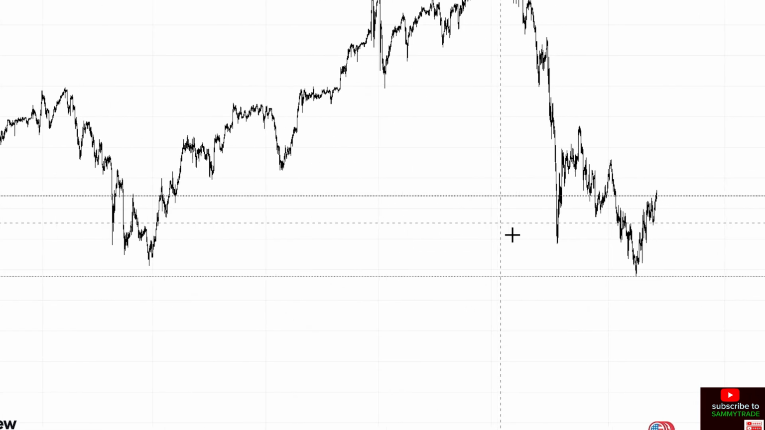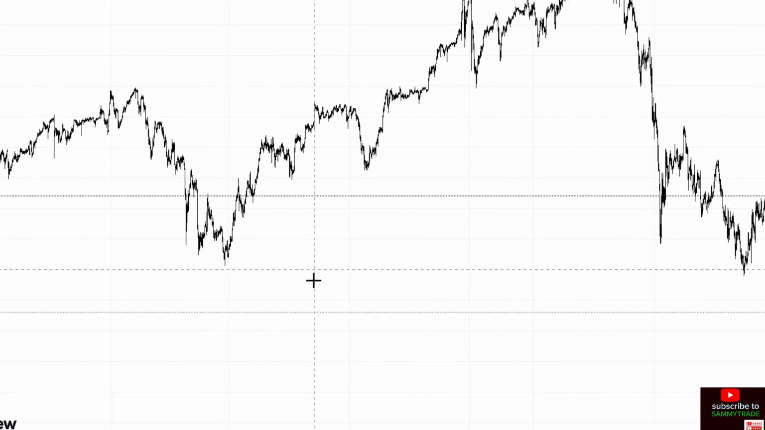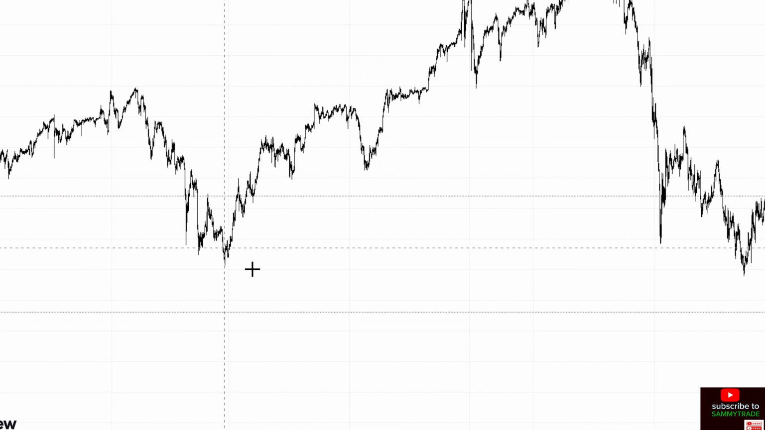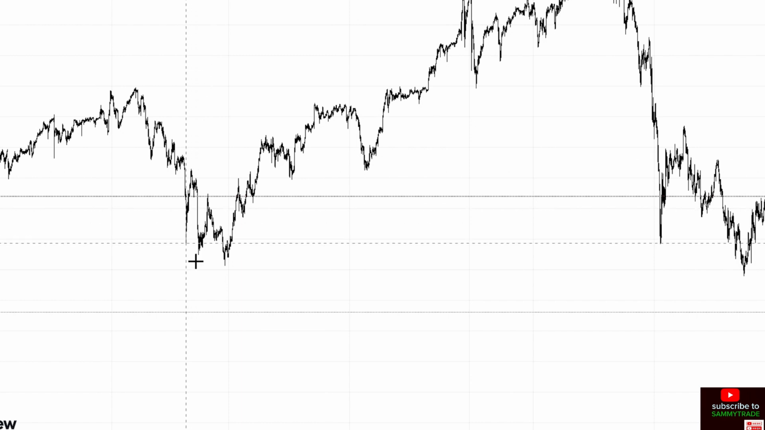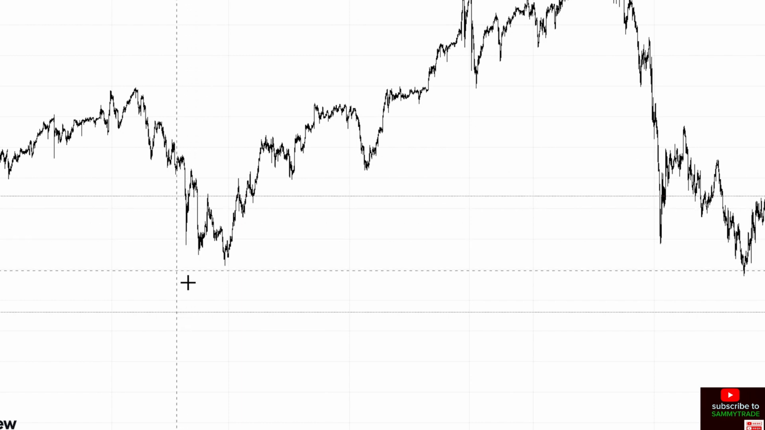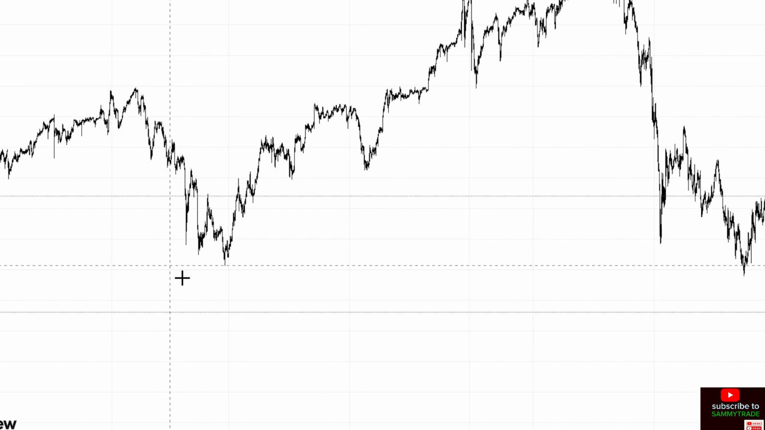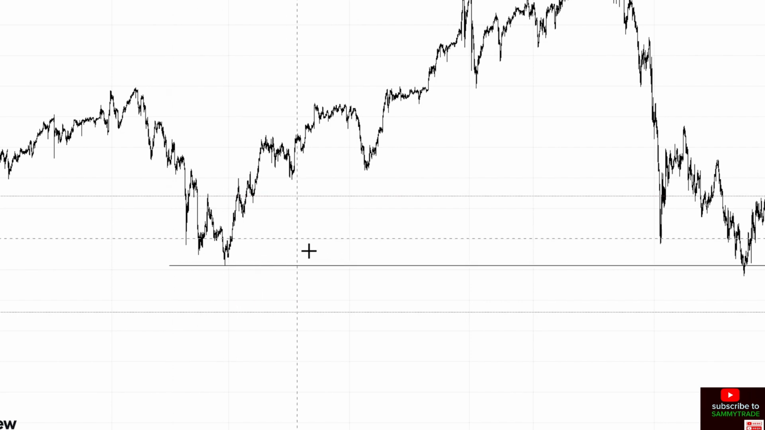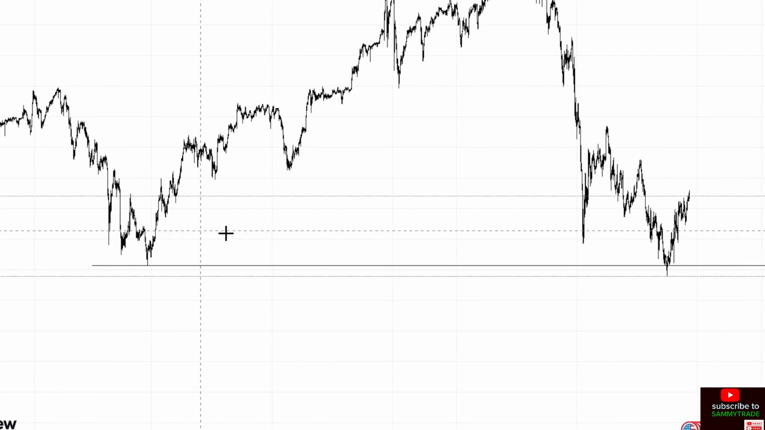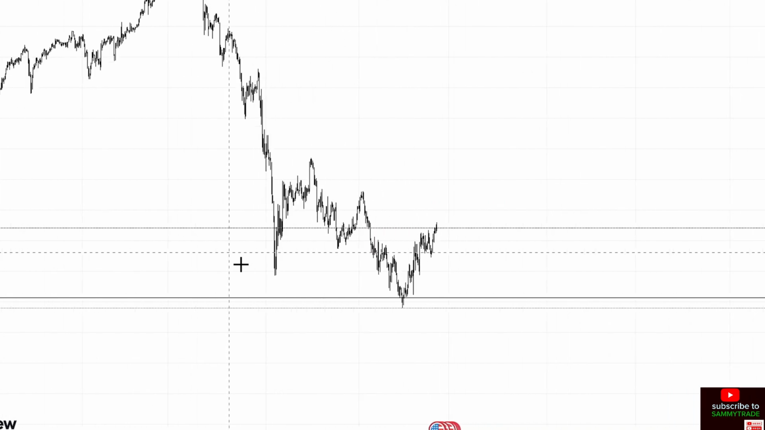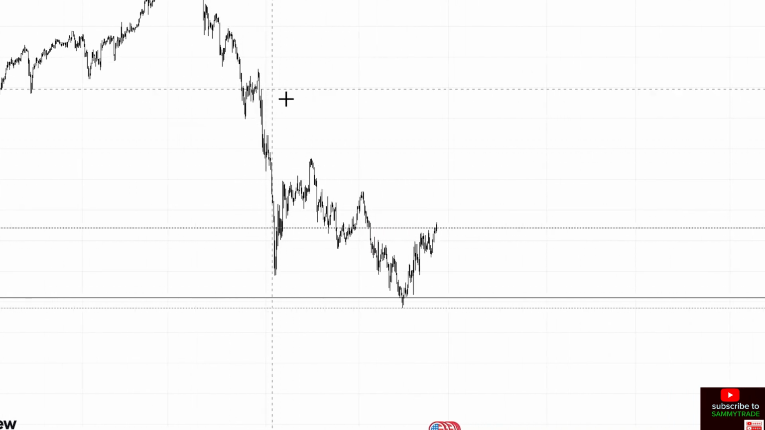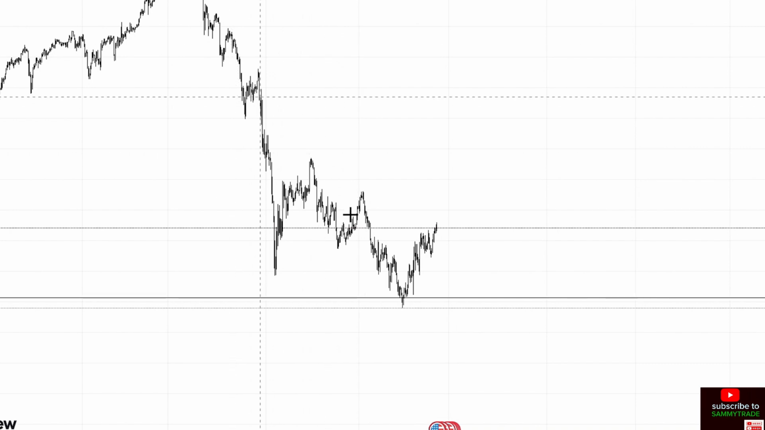Look at this, guys. There is a demand zone at this point. So first of all, I spot out my demand zone just like this at this point. So I zoomed in because that was last week. Price was at this point.